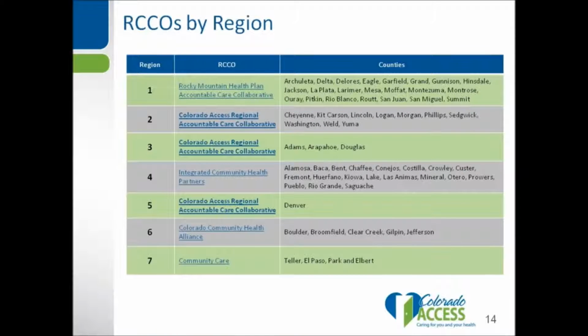Now I'm going to go through the RCCO regions. Under the Accountable Care Collaborative Program, the state has 7 Regional Care Collaborative Organizations, the RCCOs. Region 1 is Rocky Mountain Health Plan. We, Colorado Access, have Region 2, Region 3 and Region 5. Region 4 is Integrated Community Health Partners. Region 6 is Colorado Community Health Alliance. And Region 7 is Community Care.